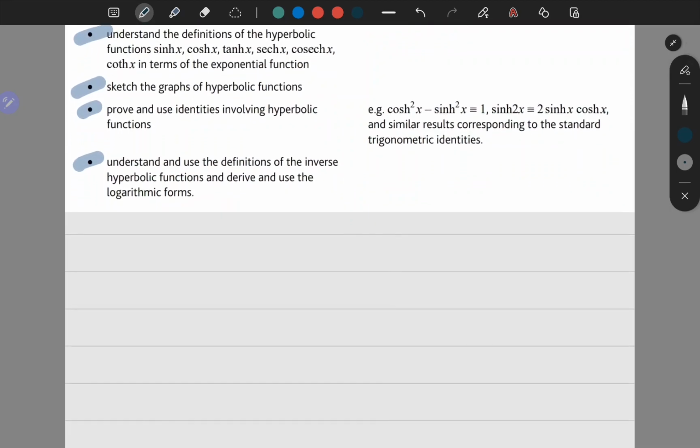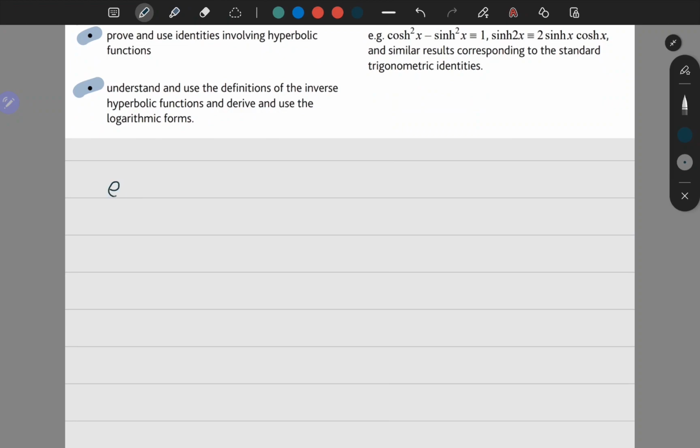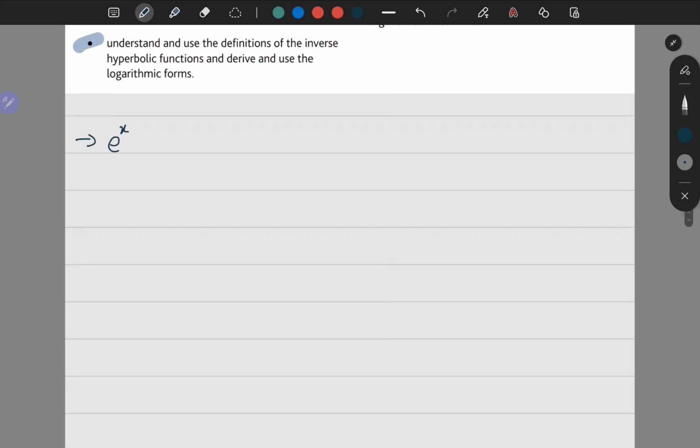So what are hyperbolics really? Hyperbolics are based on e to the x. This is what makes up everything in this hyperbolic functions chapter. The same way you have sine, cos, tan and all these identities, you have the hyperbolic counterparts.